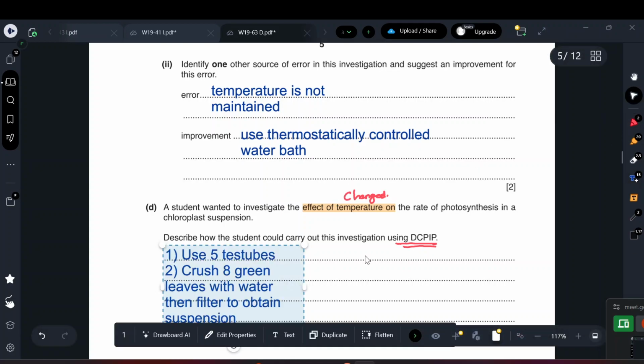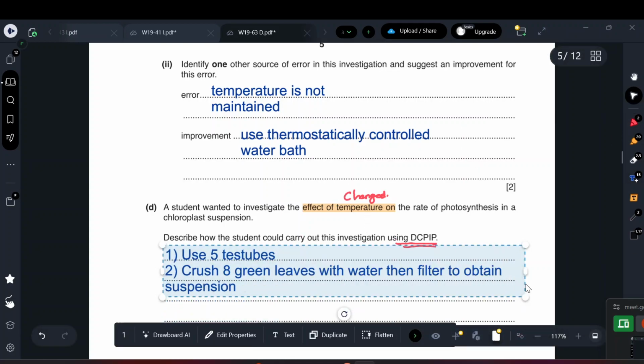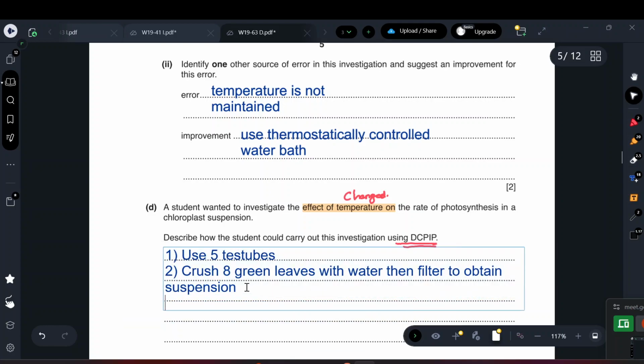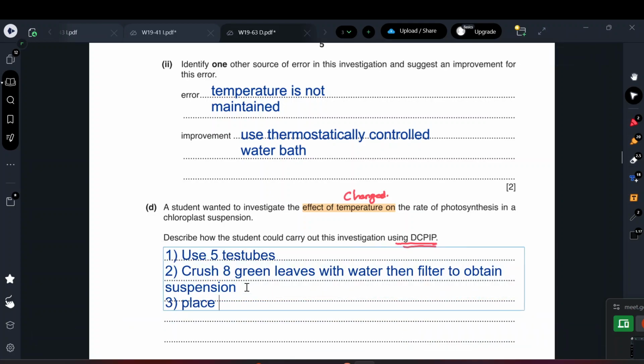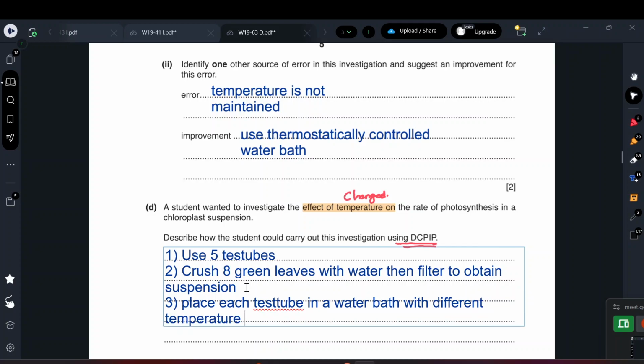What am I going to change? I'm going to change the temperature. Place each test tube in a water bath with different temperature. This is my independent variable. And then you can give him examples of the temperature given: 20, 30, 40, 50, 60 degrees Celsius.